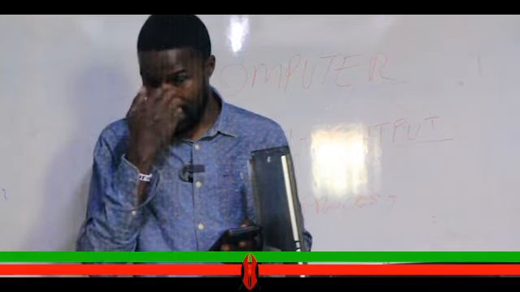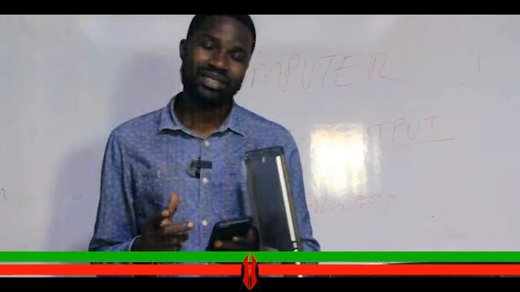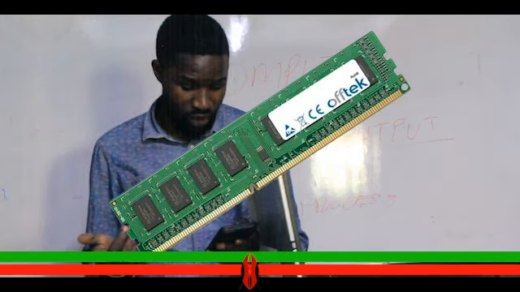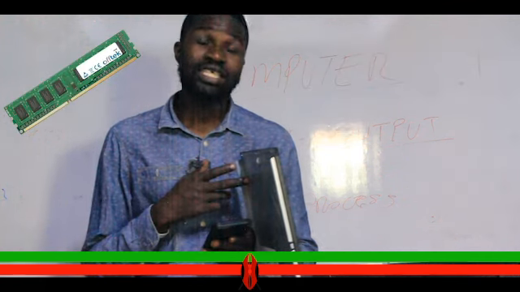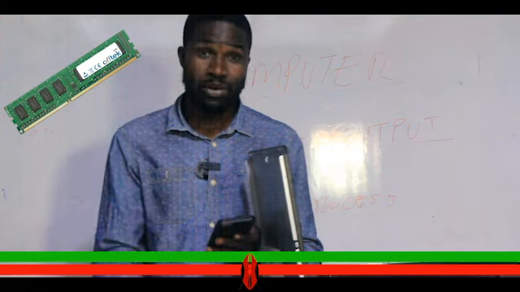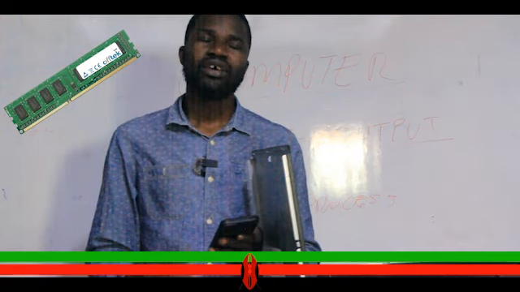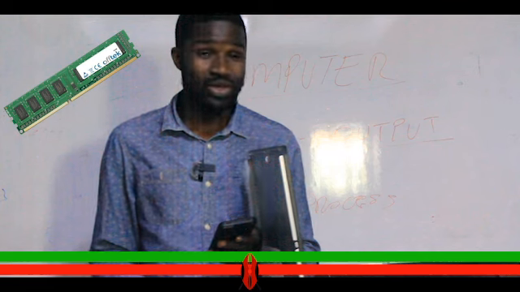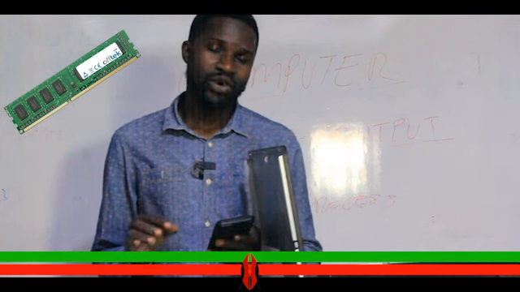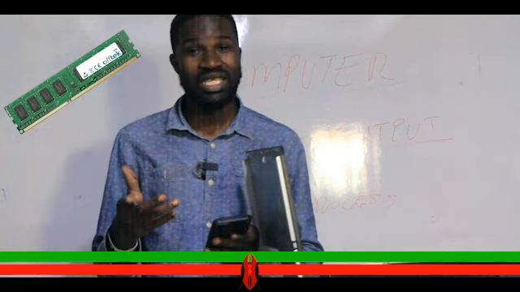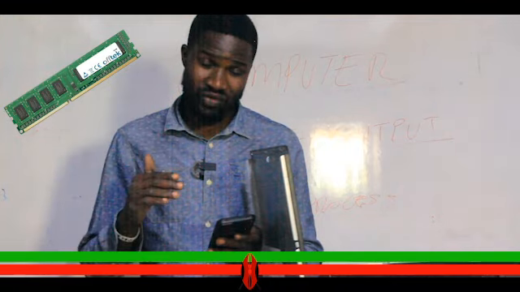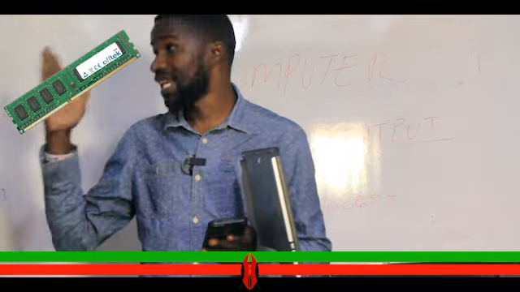Then we have RAM. RAM means random access memory. What is the work of the RAM? It controls the speed of the machine. For example, all mobile phones have RAM. When you're going to buy a mobile phone, when your mobile phone has a high RAM, the speed is very fast. When the RAM is very low, the speed is very low. So this is RAM.